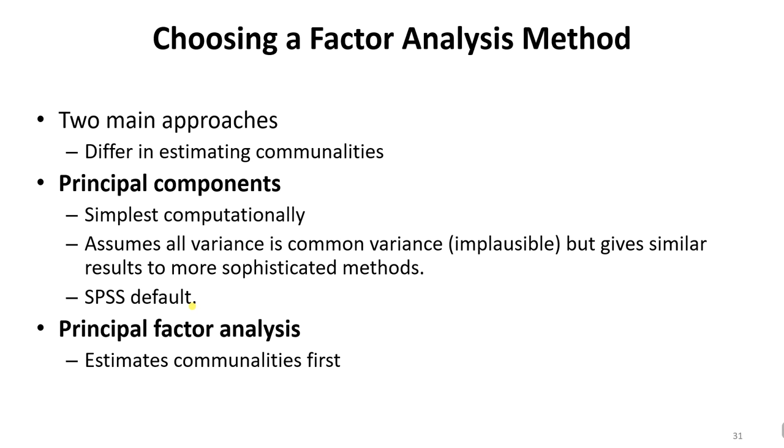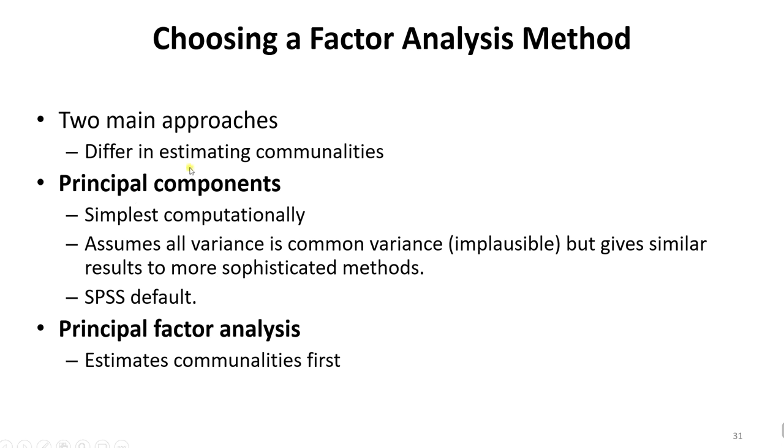Principal component is computationally simple, and it assumes that all variance is common variance. So this is a slightly implausible assumption. All variance cannot be common variance. There must be some specific and some error variances. But this is the most commonly used. So when it comes to choosing the method of factor analysis, one option is principal component and another is principal axis factor analysis or principal factor analysis.